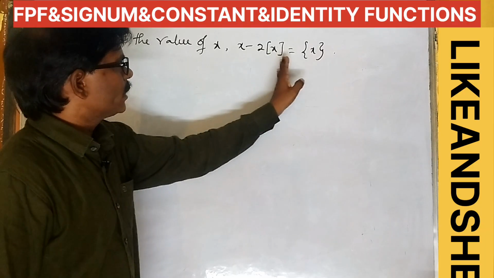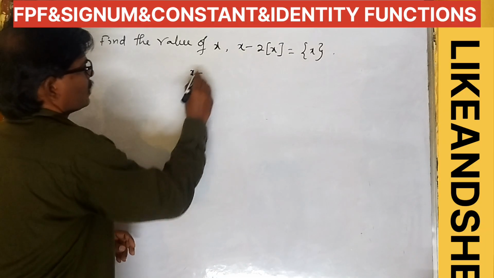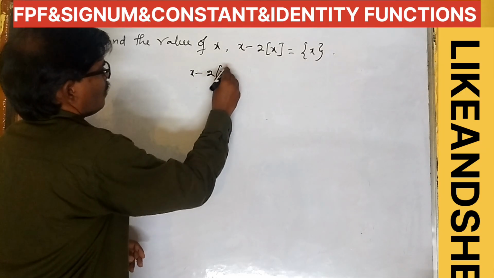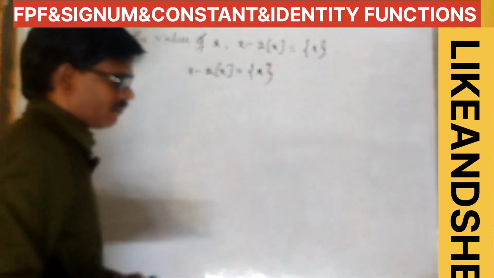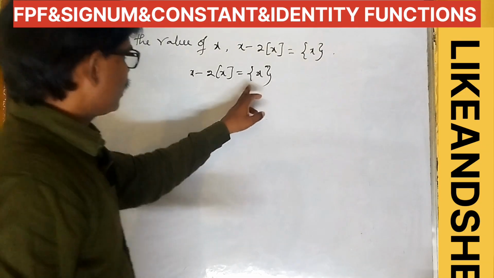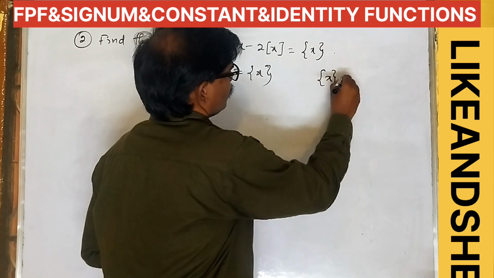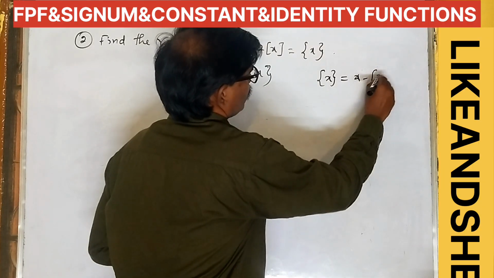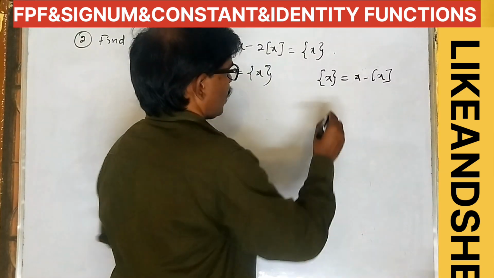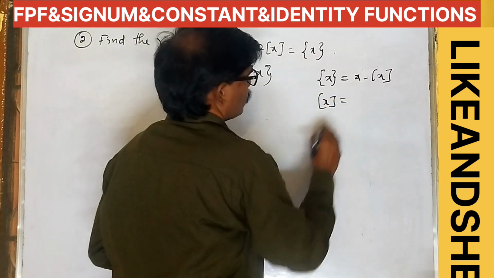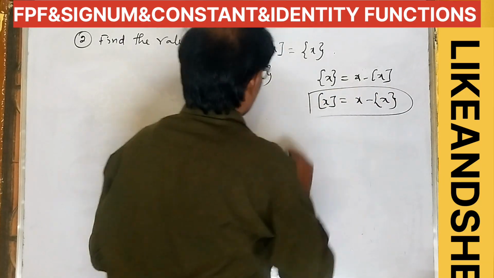Find the value of x: x minus 2 times the step of x is equal to the fractional part of x. What is the given? x minus 2 into step of x equal to fractional part of x. What is the step x value? Fractional part of x is equal to x minus step of x. So step of x is equal to x minus fractional part of x.